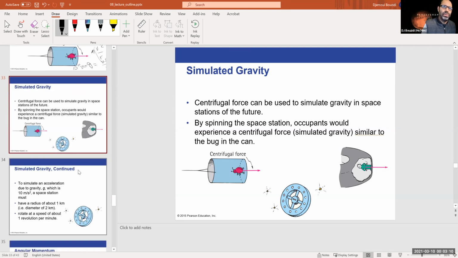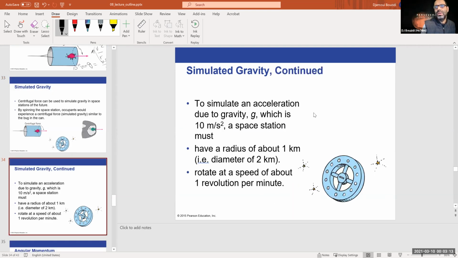Still have about 20 minutes, we're good. So again, to simulate an acceleration due to gravity g, which is 10 meters per second squared, a space station must have a radius of about 1 kilometer and rotate at a speed of about 1 revolution per minute.